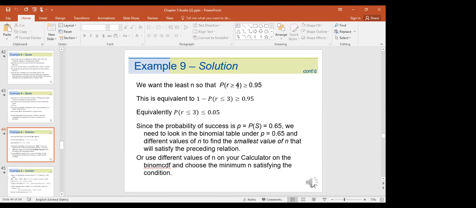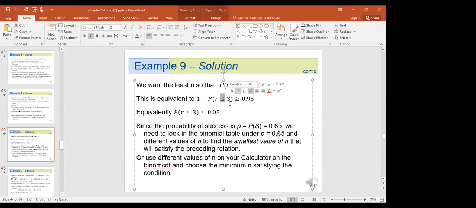So the probability that R is greater than or equal to 4 can be expressed again as 1 minus the probability that R is less than or equal to 3, which is actually less than 4, because if it is less than 4, it's less than or equal to 3 in a binomial distribution, is greater than or equal to 0.95. So we are now solving for the number of trials n so that the probability that R is less than or equal to 3 is less than or equal to 0.05. Remember that the probability of success is 0.65.